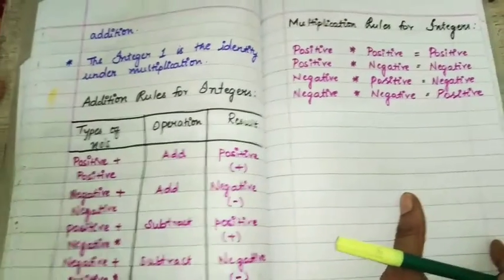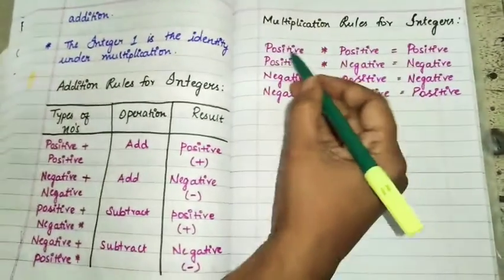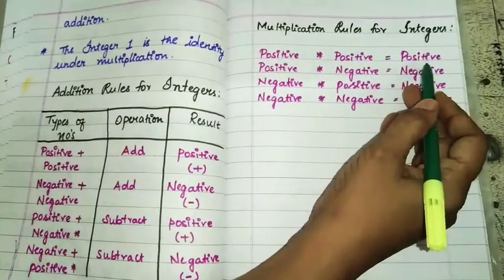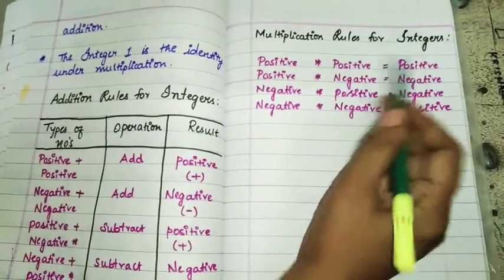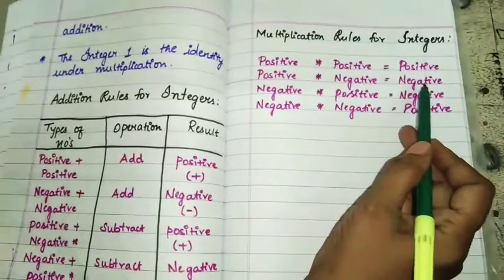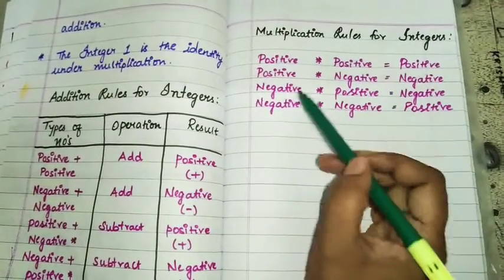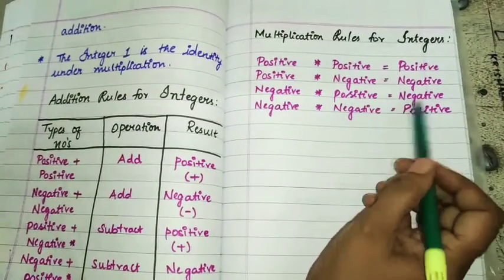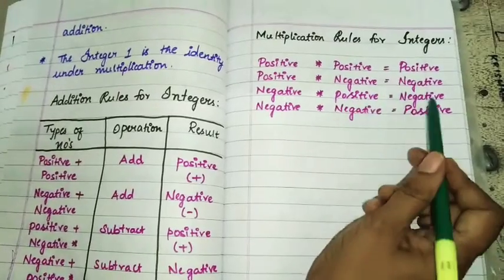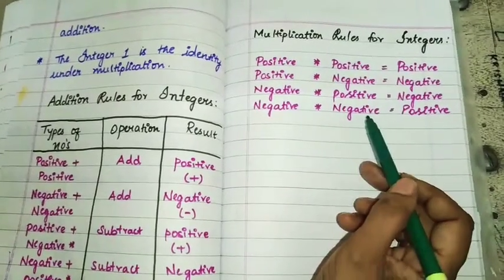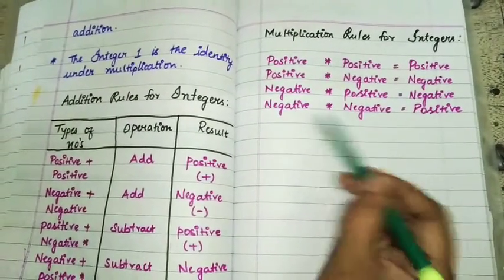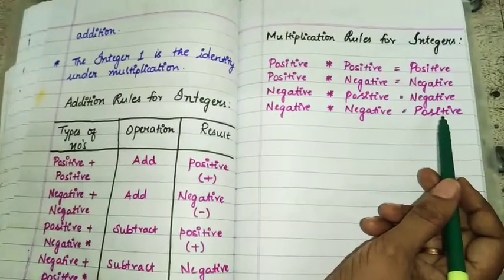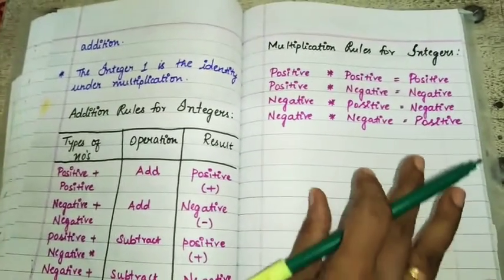Then multiplication rules for integers. Plus into plus, plus. That is positive into positive, positive. Positive into negative, negative. Plus into minus, minus. Minus into plus, minus. Negative into positive, negative. Negative into negative, positive. That is minus into minus, plus. Okay children, this is the revision.